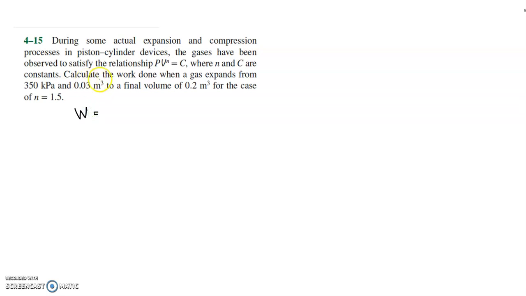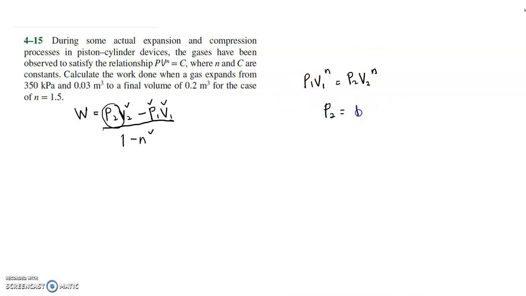You have to use this formula: W equals to (P2V2 minus P1V1) divided by 1 minus n. So from the question you have V2, you have P1, V1, you have n. Missing information is P2. So you have to calculate P2 using this relationship P1V1^n equals to P2V2^n. So P2 equals to P1 times (V1 divided by V2) to the power of n.